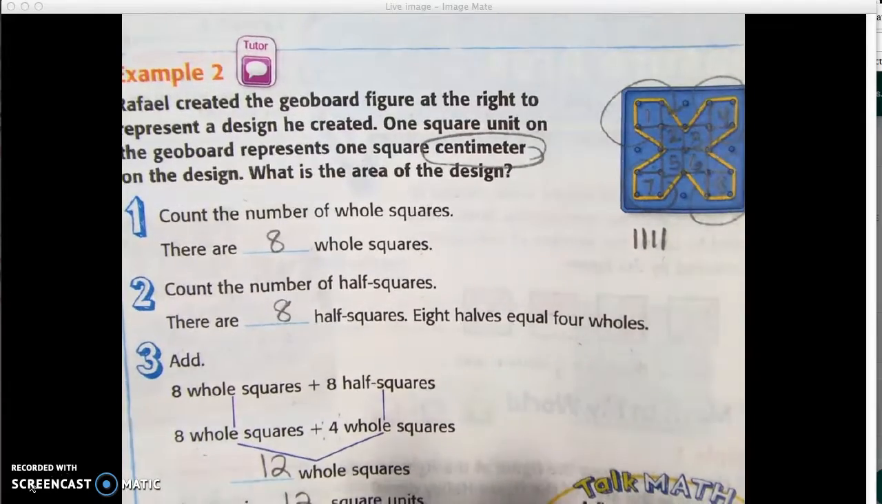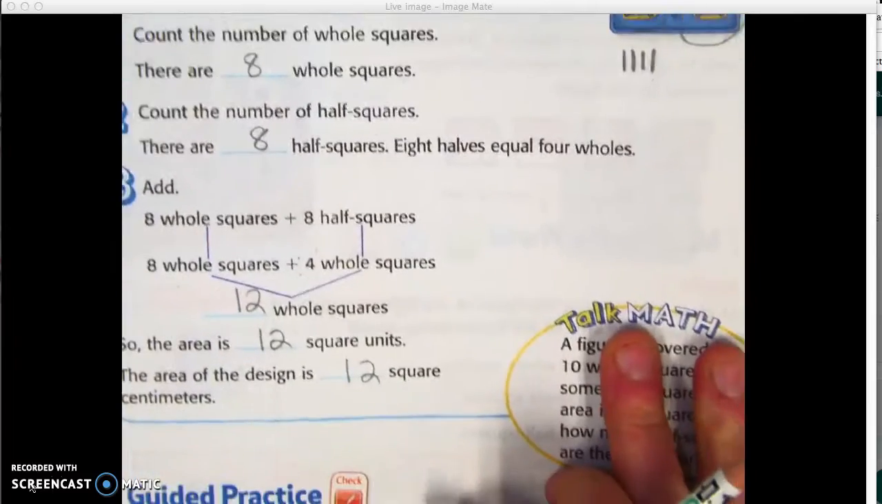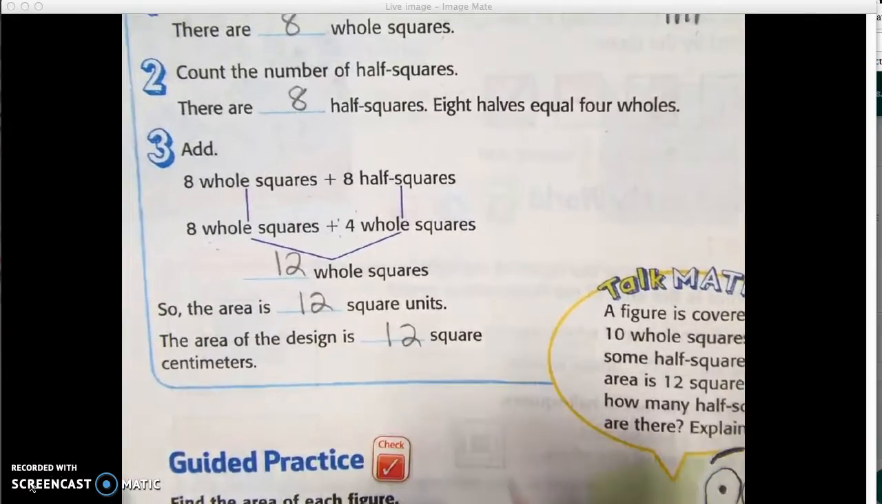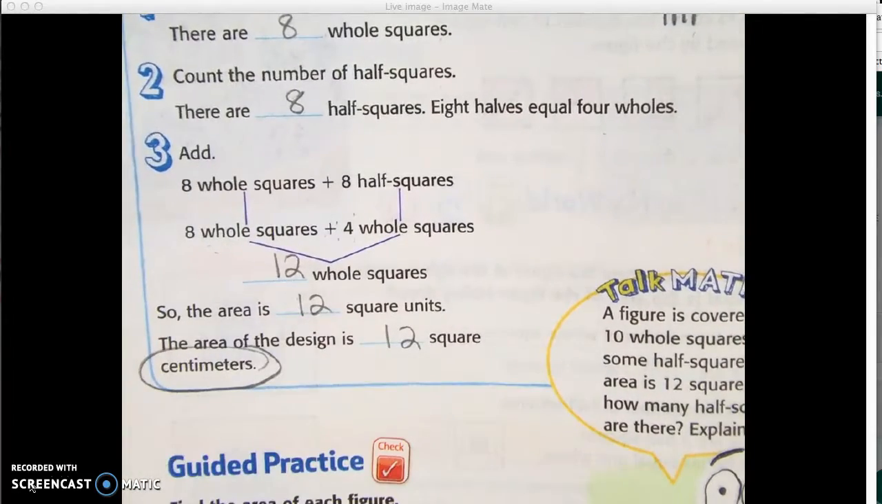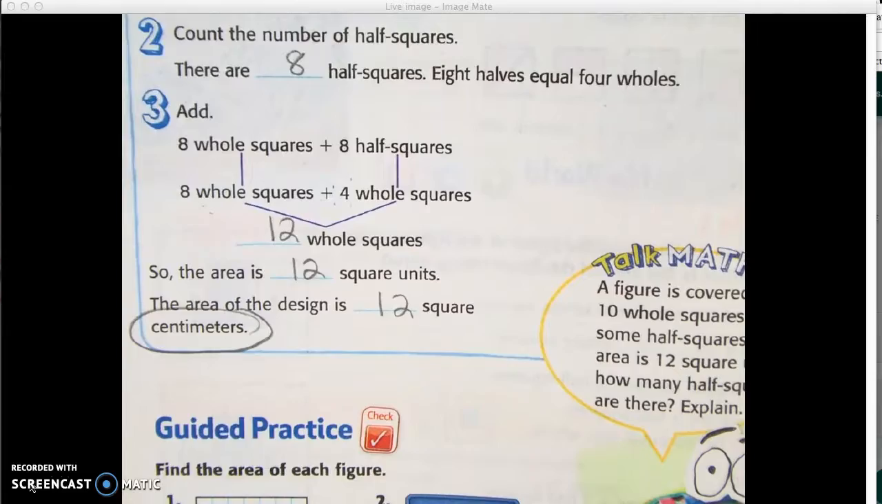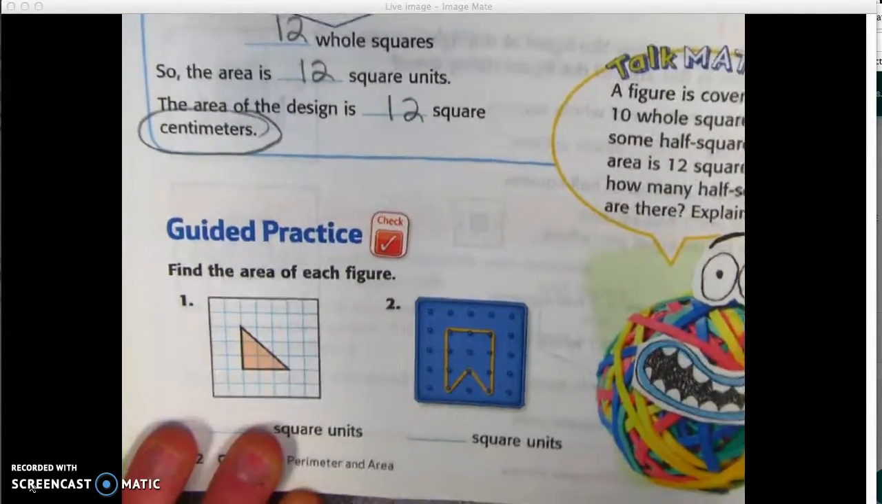The area of the design is 12 square centimeters. We don't want to forget that they told us that these units are centimeters. Let's do some guided practice together.